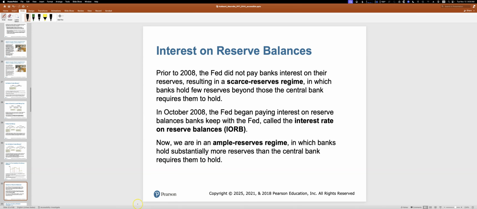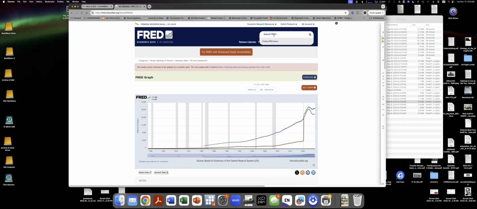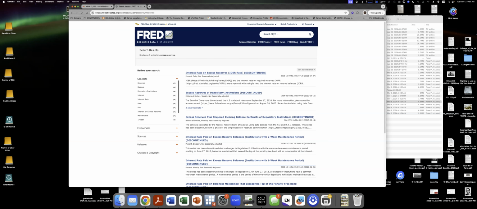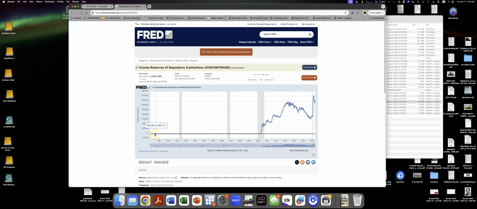To give you an idea of how much more, we had some data through FRED, but they've discontinued the series. But look at this. This is banks holding more than they're legally required to. Banks would hold almost nothing, and even by the time I left the Fed, next to nothing. And then look at that. It changes dramatically after the financial crisis.